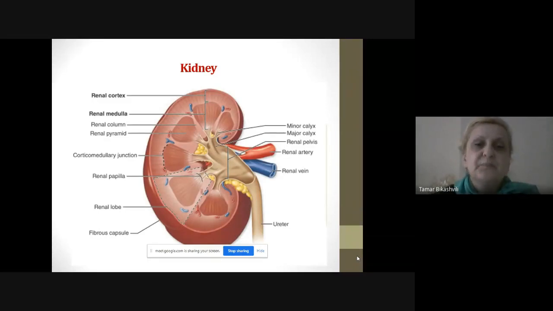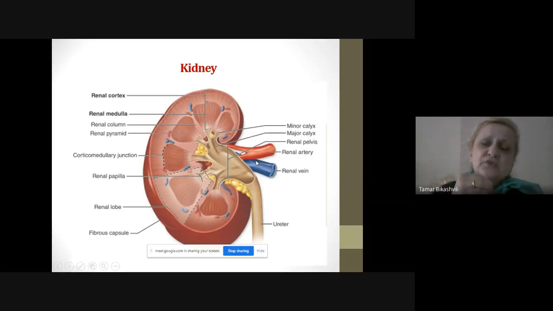The morphology of the kidney. So the kidney is covered by the connective tissue capsule. Yes, this is the connective tissue capsule, you can see, and the kidney has two parts. The outer part is the cortex, the inner part is the medulla. And this part, this is the hilum.